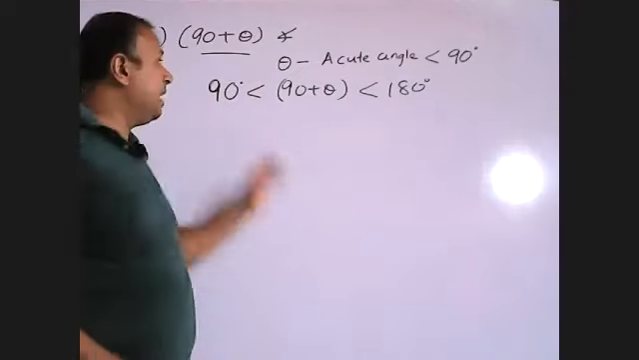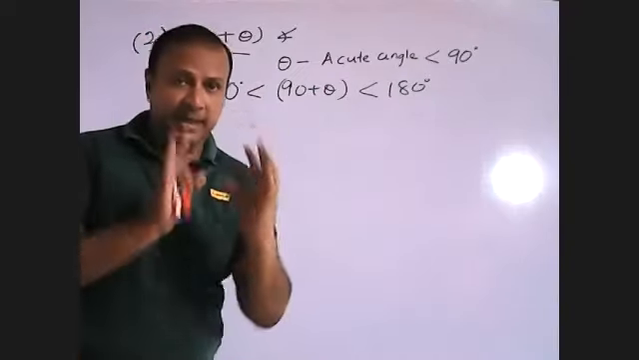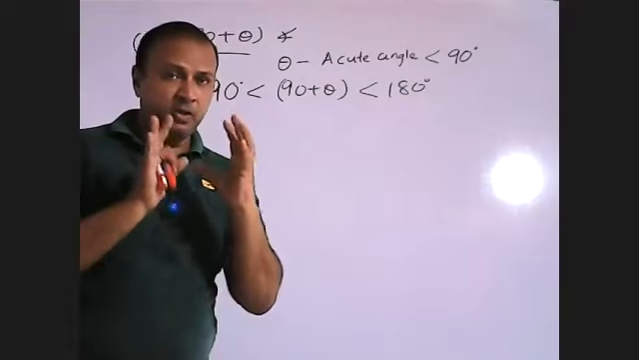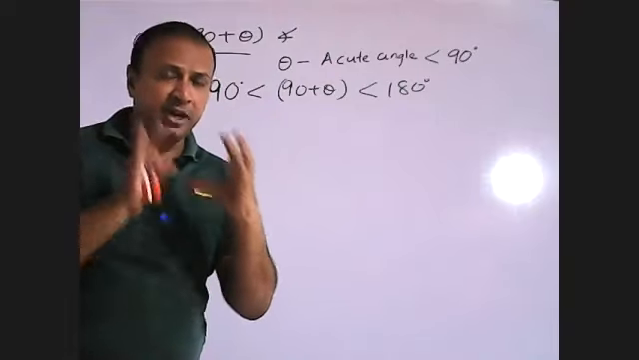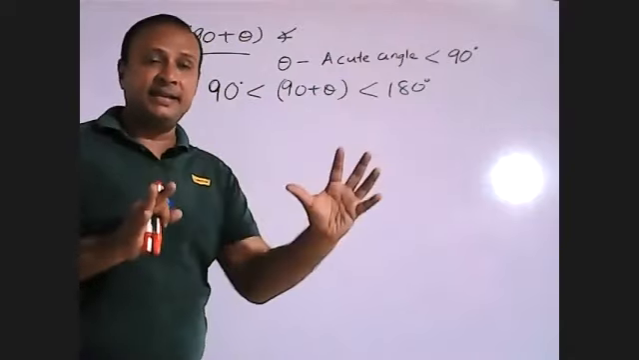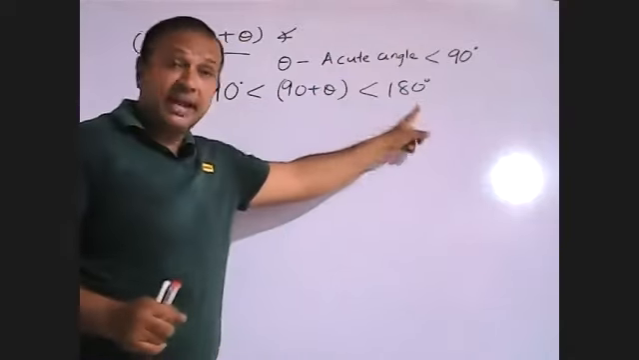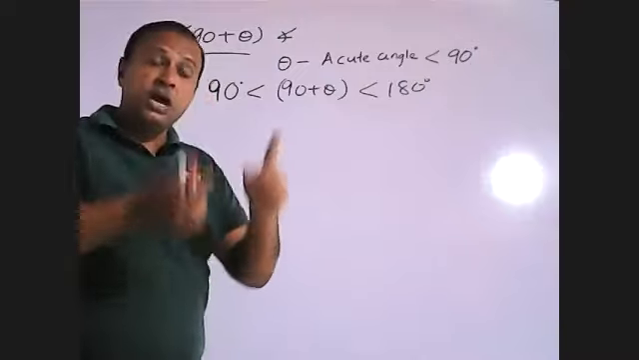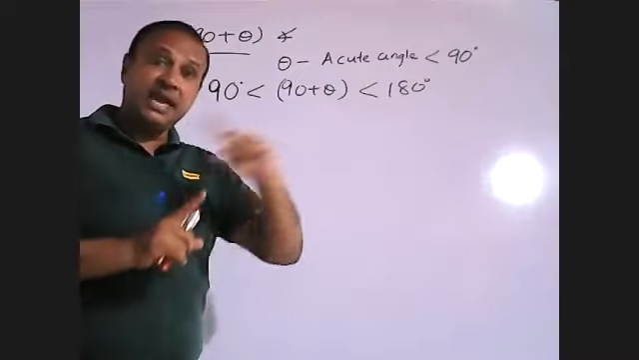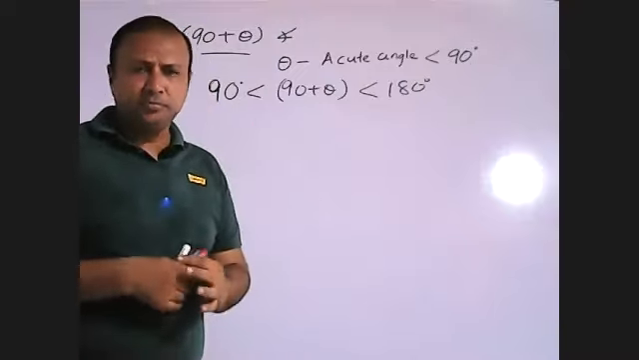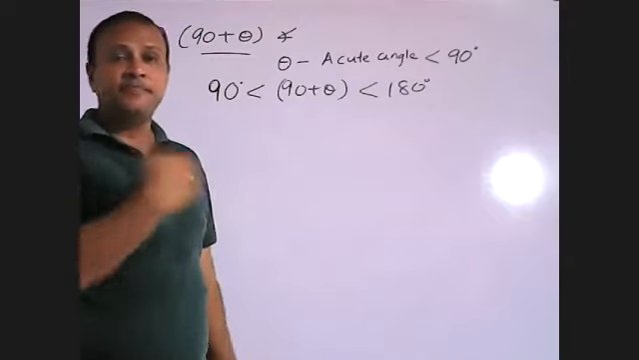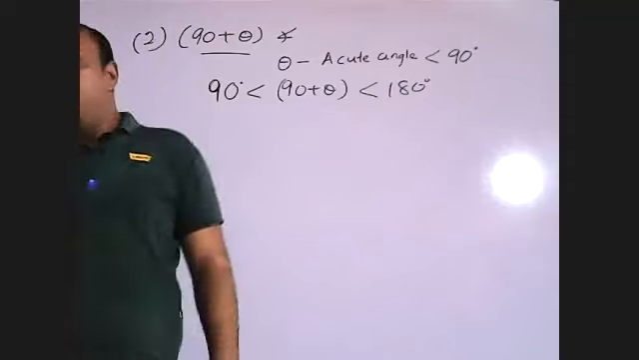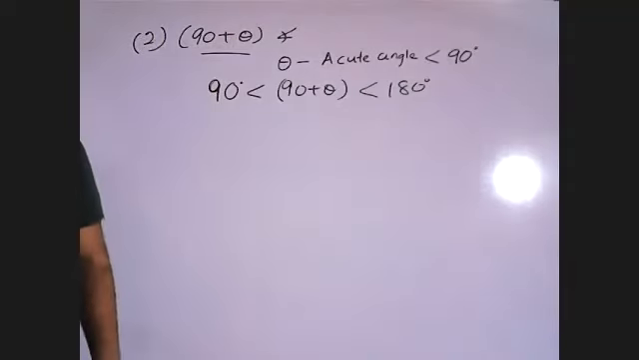Thank you. Therefore, 90 plus theta. Everyone should understand this one. 90 plus theta represents any angle between 90 and 180. Therefore, 90 plus theta represents any angle in the second quadrant. Now we are going to find any angle in the second quadrant.